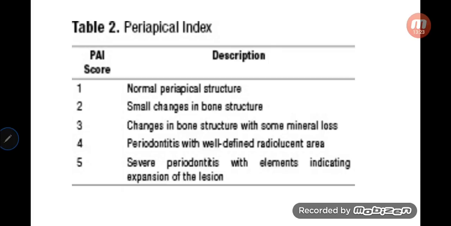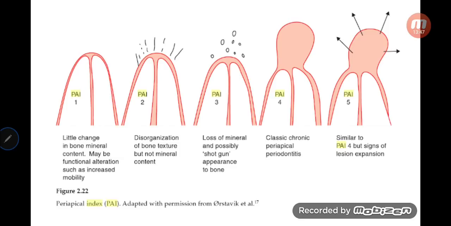So this is the PAI, periapical index, which was asked in NEET, not in AIIMS, but I want you guys to make a note. PAI 1 is a normal periapical structure, 2 is small changes, 3 is changes in the bone structure with minimal mineral loss, 4 is periodontitis with well-defined radiolucency, and 5 is severe periodontitis with exacerbating features indicating expansion of the lesion. For a diagram based question, you can just have a look over this. These are the 5 scorings of the PAI.